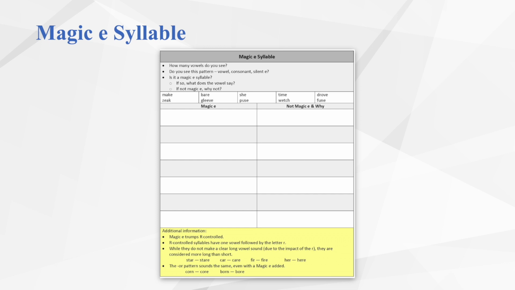Our last activity will help us identify magic E syllable types. A magic E syllable has two vowels in this order: one vowel, followed by one consonant, and a silent E. The E is silent, so the vowel before it can say its name.